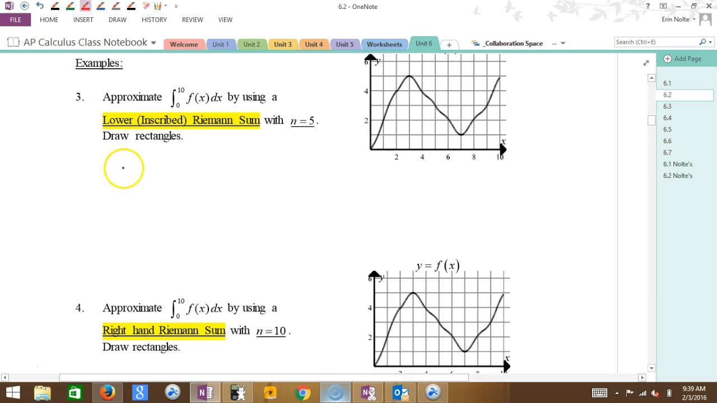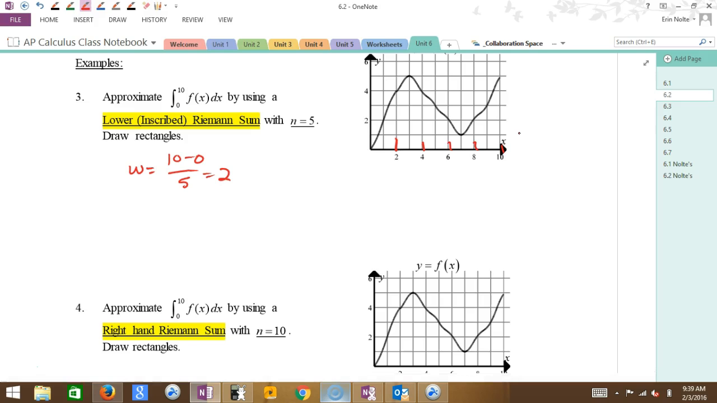So again, what's my width? 2. So my width is 2. So 10 minus 0 divided by 5 is 2. Then I can go by 2, so I got 0, 2, 4, 6, 8, 10. This time I'm going to go from the lower value.